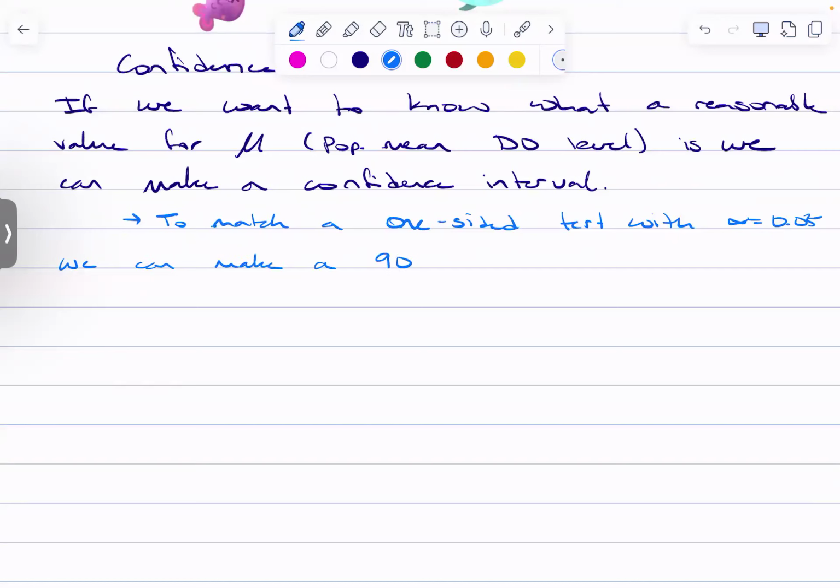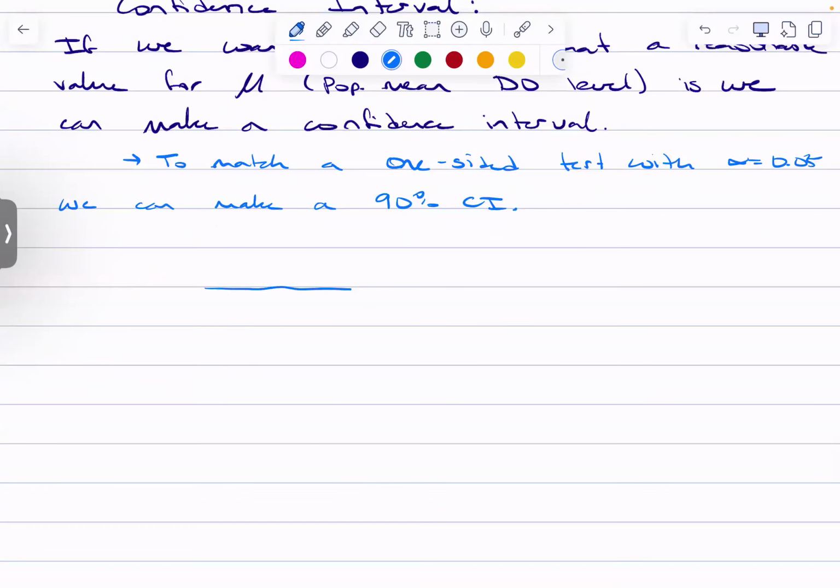We can make a 90% confidence interval. Right? Because what we said was, okay, I've got 0.05 here. That was our scenario. But when I'm making a confidence interval, it has to be symmetric, which means I have 0.05 here, which means I have 0.9 in the center.